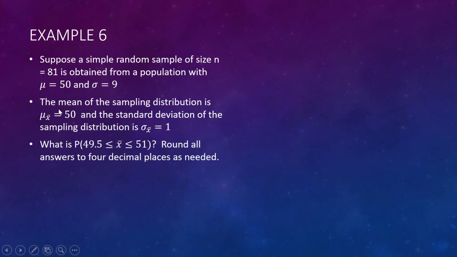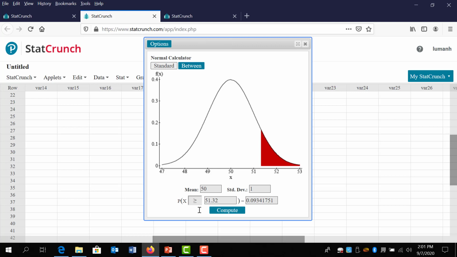Again, we're still using the same mean and standard deviation. Now we want to know what is the probability of finding a sample mean that lies between 49.5 and 51. So once again, we have to go to StatCrunch to find that answer. In StatCrunch, the problem is that I'm only given the opportunity to pick a single inequality sign and type in a single number.